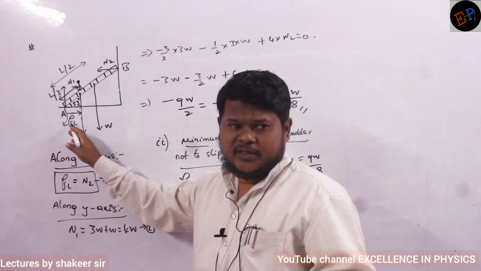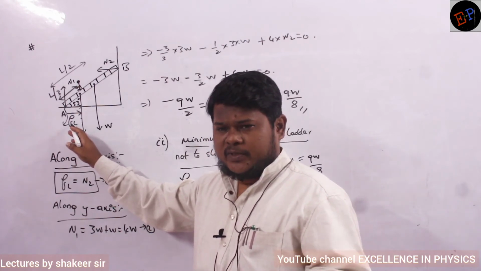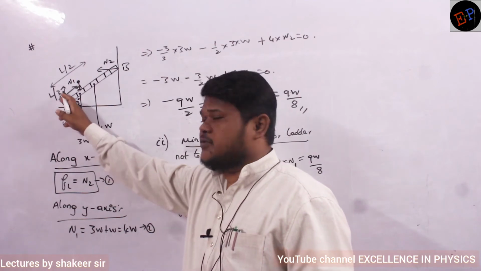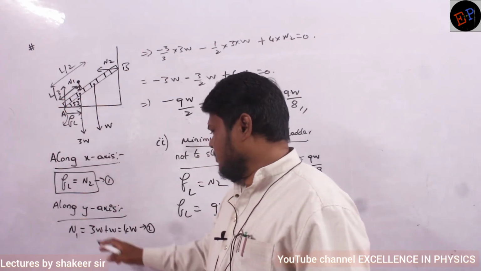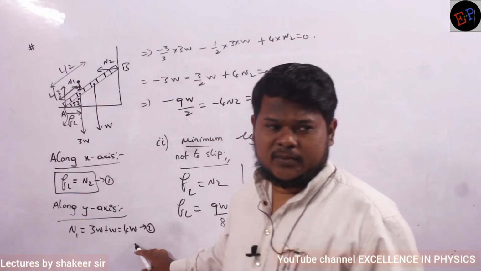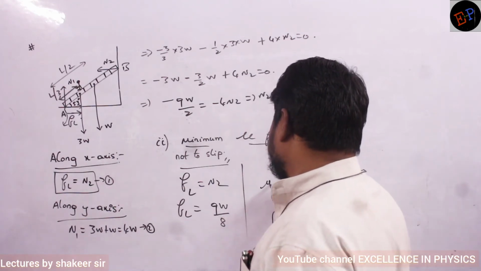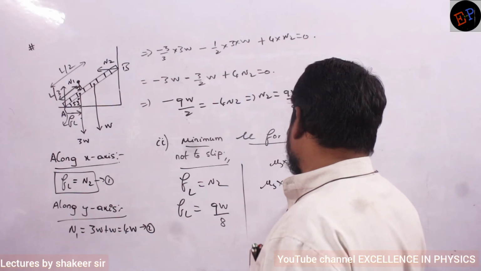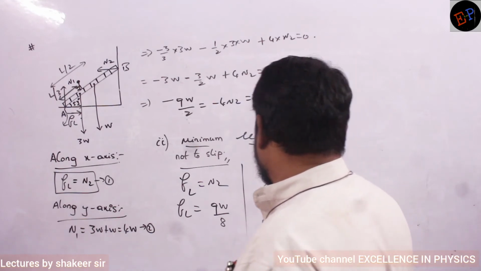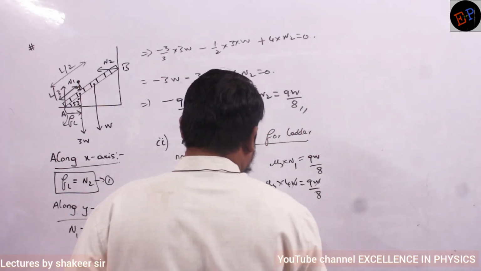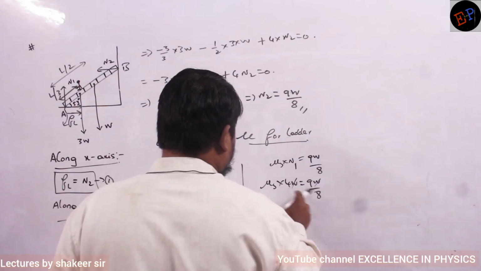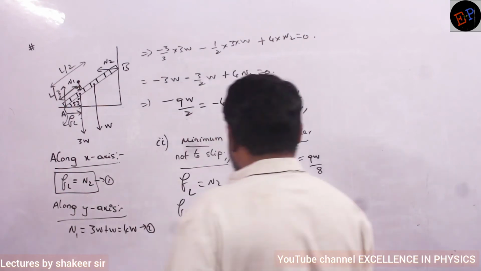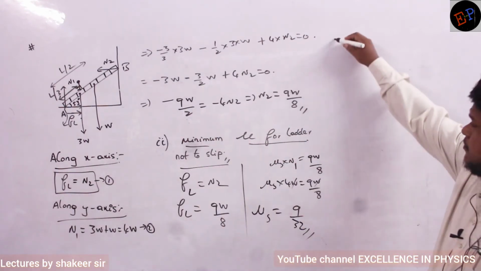Clear? Now limiting friction depends on what? It depends on normal reaction. What is the normal reaction at this position? N1. And N1 value I have already calculated, no? 4w. So substitute. So mu s into N1 value, 4w, is equal to 9w divided by 8. So w gets cancelled. So mu s value is how much? 9 divided by 8 into 4, that is 32. So that is my answer. Understood, no?